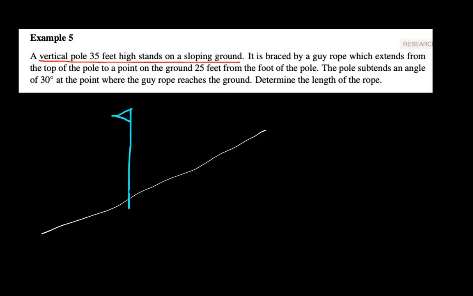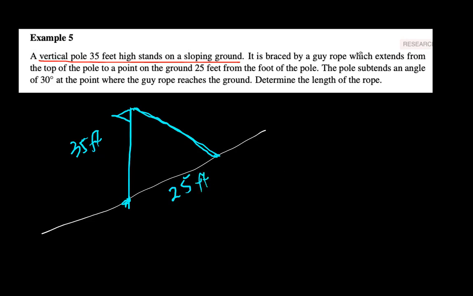All right, so the height of the pole is 35 feet. Okay, so eto na yun. And it is braced by a guy rope which extends from the top of the pole. So nandito yung rope, yung rope natin to a point on the ground 35 feet from the foot of the pole. So may guy rope dito. Ayan, may guy rope dyan. Siya yung nag-strengthen dito sa pole na to para hindi matumba. Siya nagsusupport, okay? And this is 25 feet from the foot of the pole.